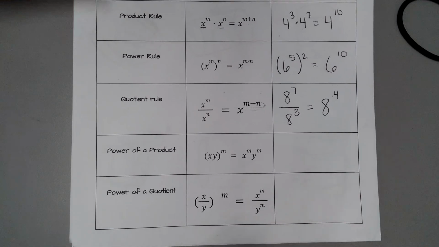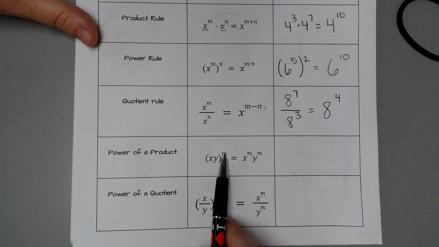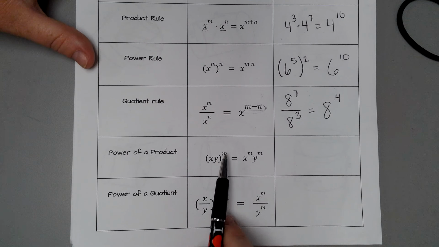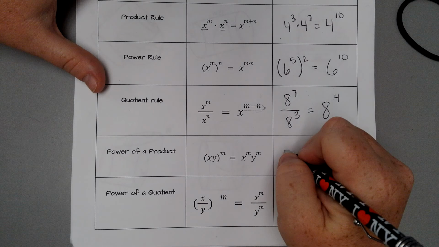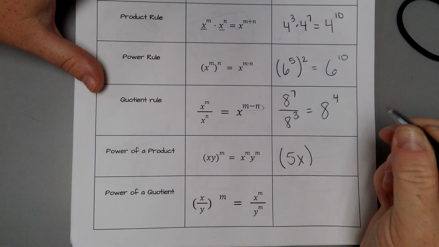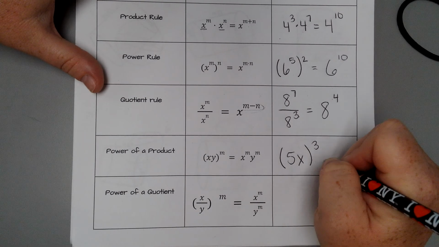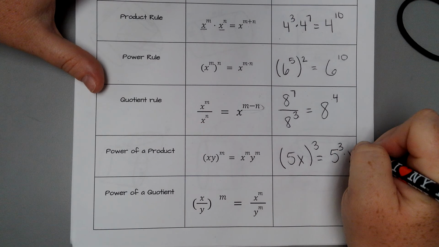Power of a product. So you have two numbers inside multiplying, or a number and a variable multiplying, and then you have an exponent. That exponent carries to both terms. So maybe you have 5x to the power of 3. You now have 5 to the power of 3 times x to the power of 3.